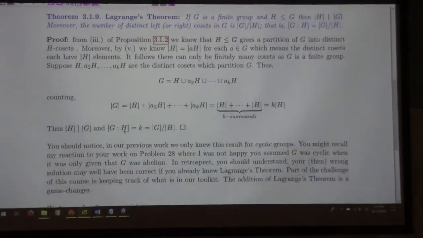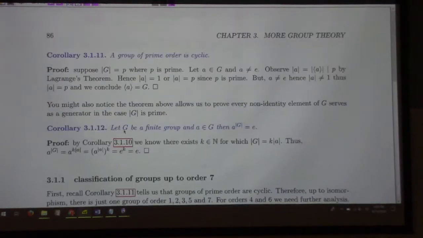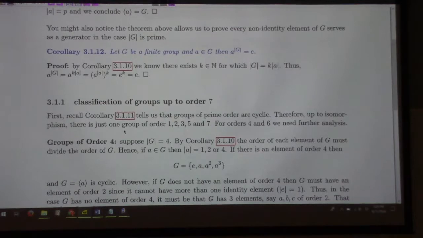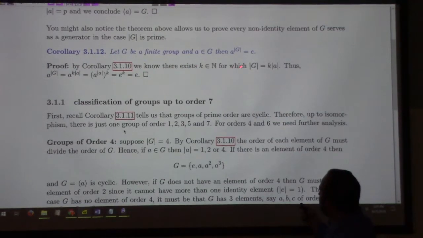Lagrange's theorem we proved. I proved that corollary for you. I punted on the proof of the third corollary. Here's the proof. By the first corollary, we know that there exists a k for which the order of g is equal to k times the order of a. So if you take a and raise it to the order of g, that's like raising a to the order of a times k, which is a to the order of a, to the k. But by the definition of order, that's e. So there you go.